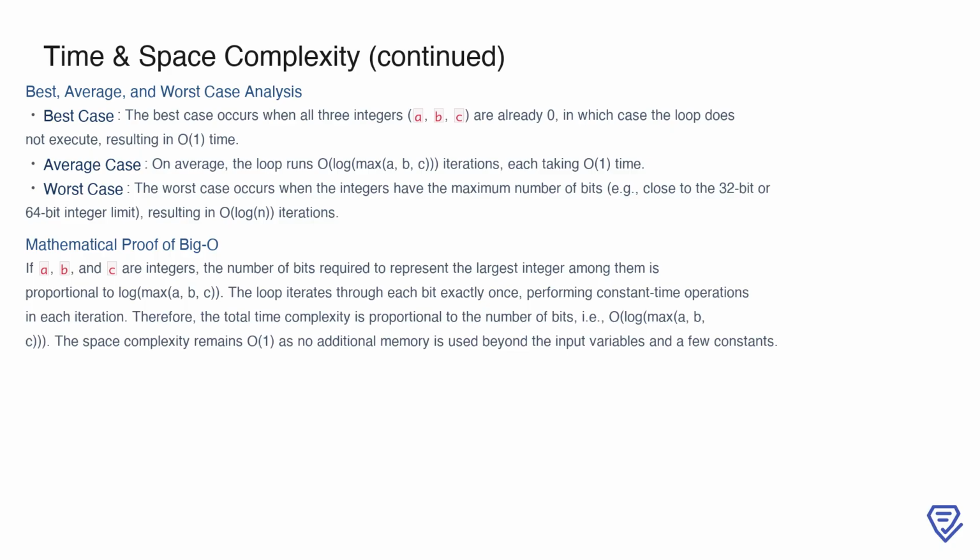The worst case occurs when the integers are at their maximum size, such as a 32-bit or 64-bit integer limit, causing the loop to iterate through all bits of the largest number.